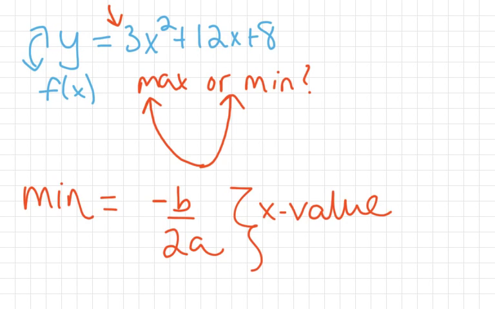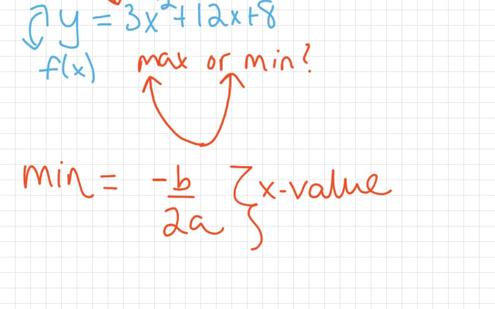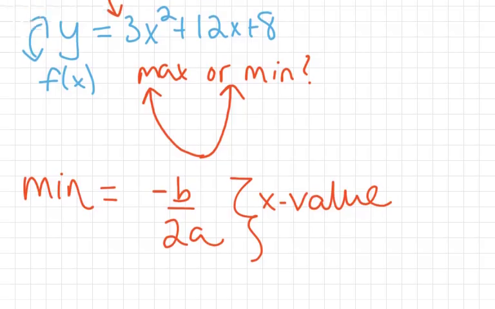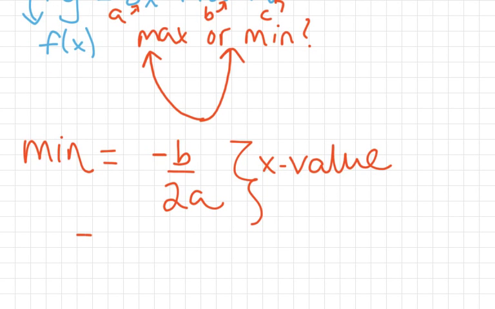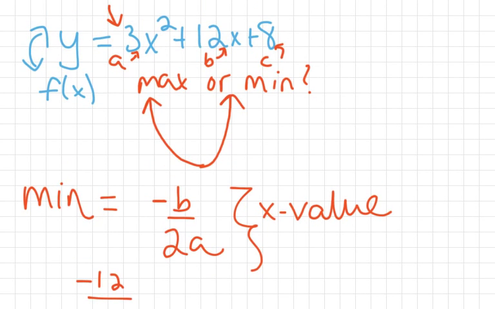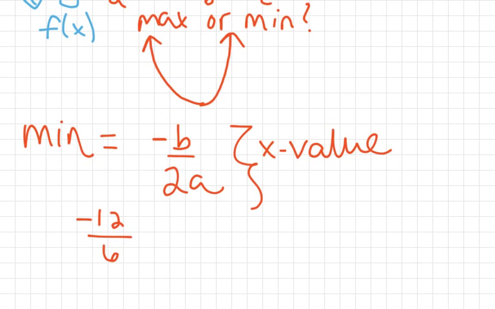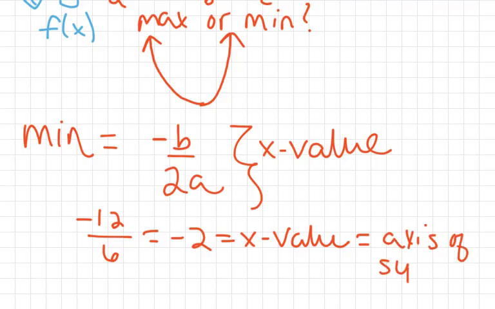So let's do that. First of all, what are my a and b terms? A is 3, b is 12, and c is 8. We don't need c at this point in time, but it's good to know. So negative b, or negative 12, all over 2a, 2 times 3, which is 6. That gives us negative 2, which is our x value, which is also our axis of symmetry. So we found that.